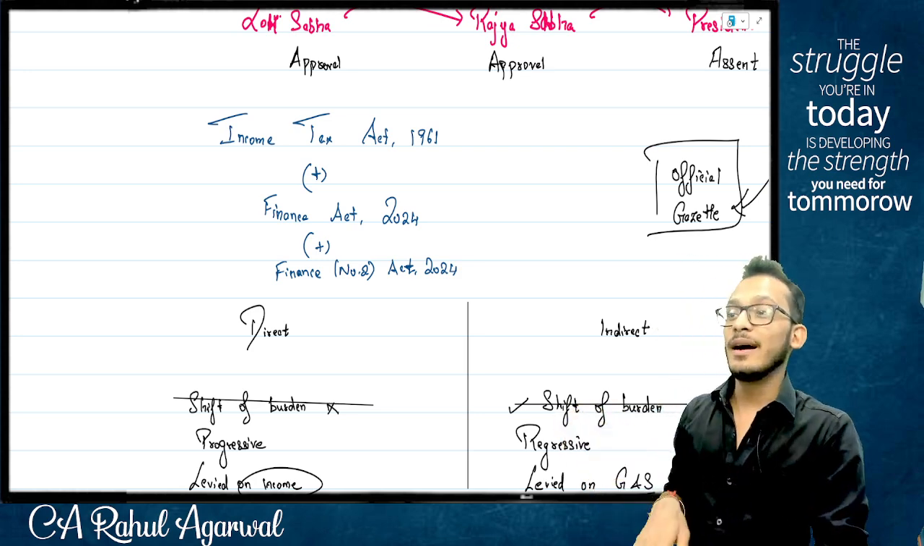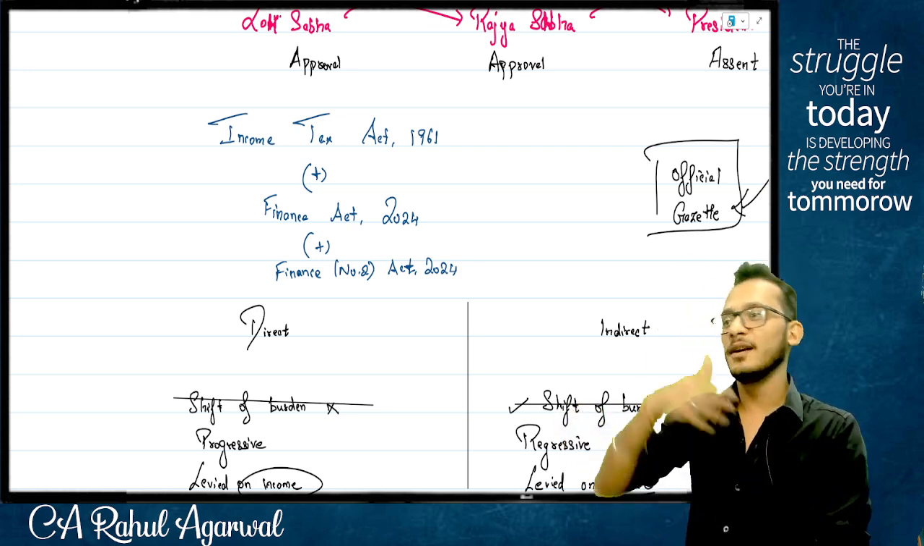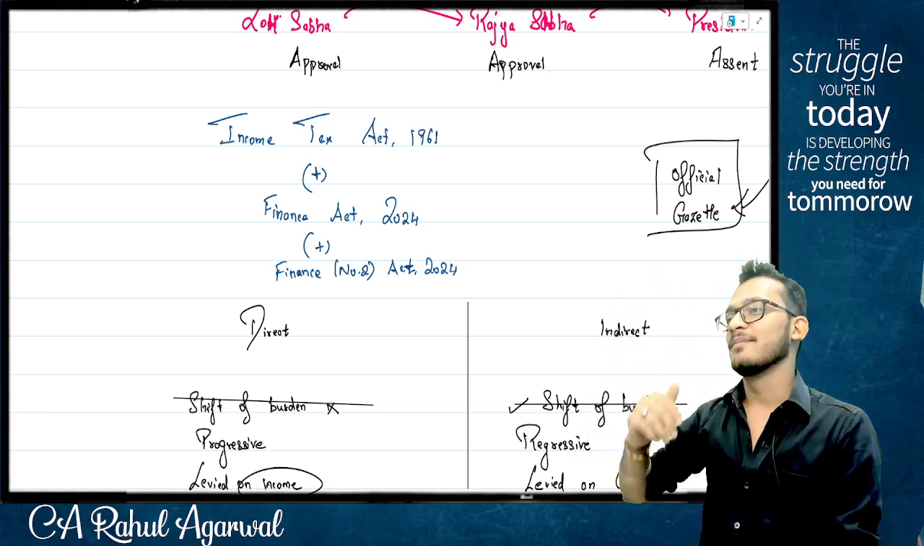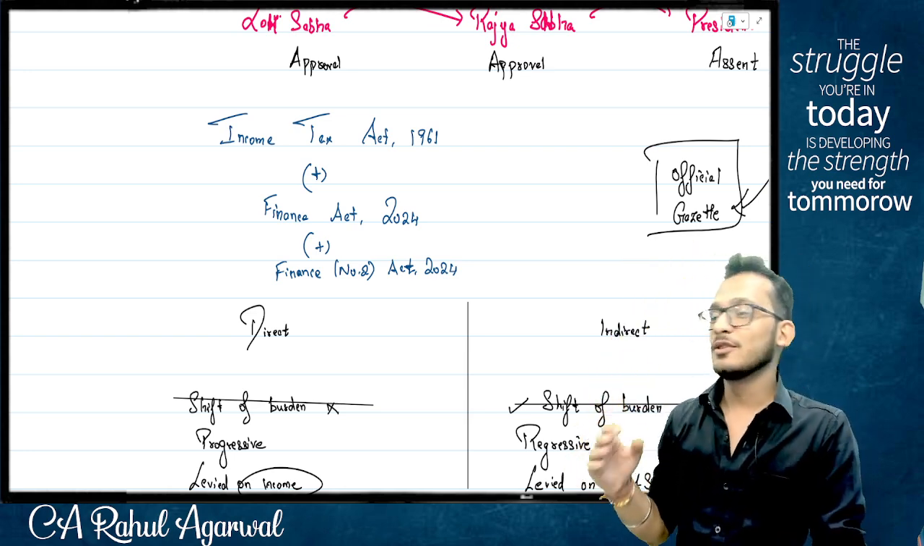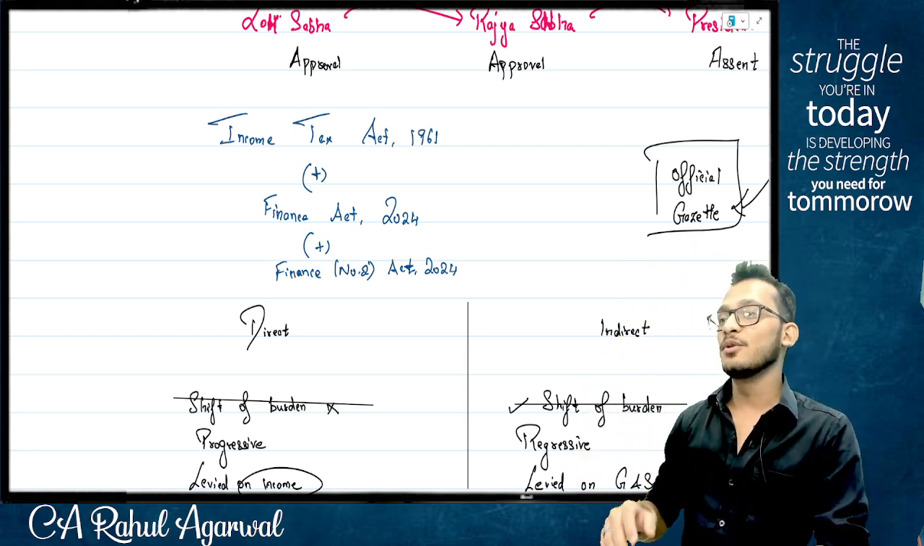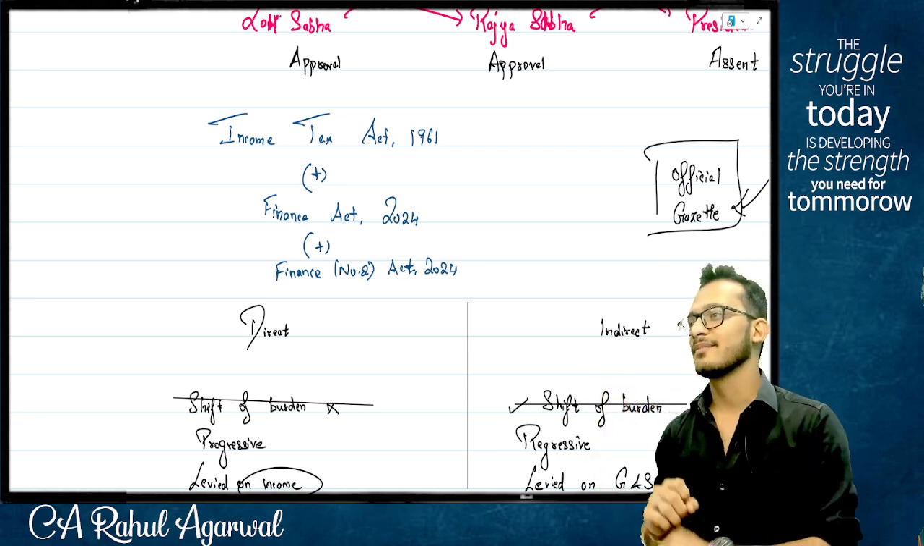When Finance number 2 Act came, this time Nirmala Tai went to superlative. She was like, you know what, I won. Now I can do whatever I want. She passed the budget and she came and said, you know, we want to make a simple tax.